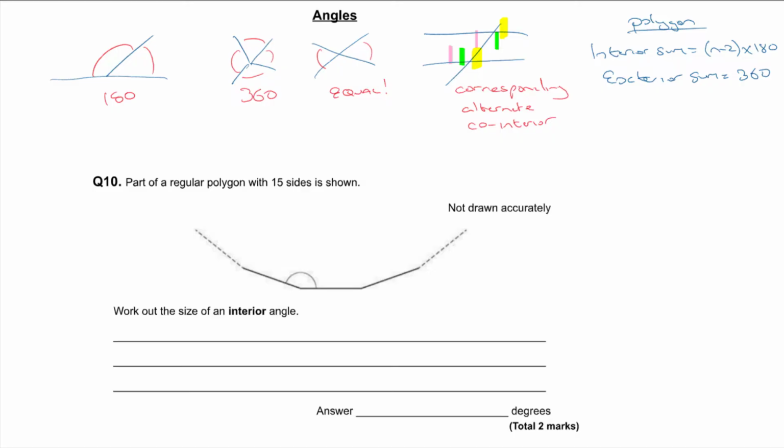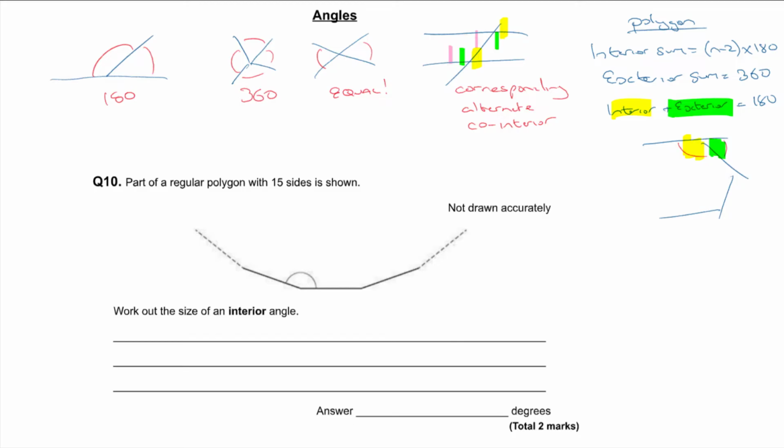And you need to remember that interior plus exterior equals 180, doesn't it? Because they kind of lie on a straight line each time, don't they? So that one and that one, that's the interior, that's the exterior one, isn't it? So interior is that one there, and exterior is that one there. Okay, so if you add them together, you always get a straight line.